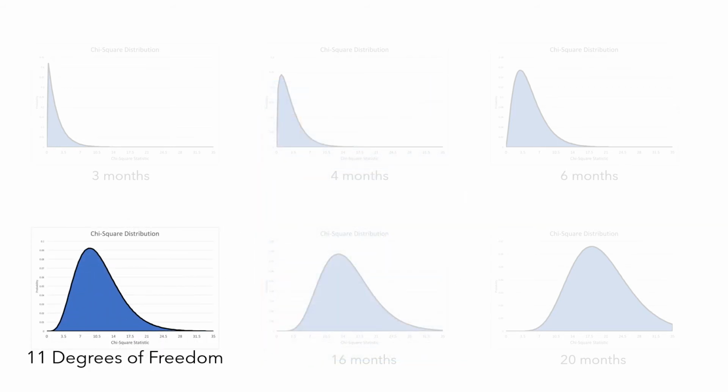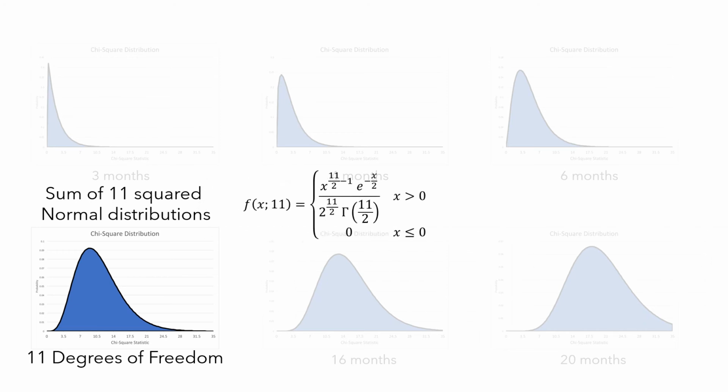And it turns out that a chi-square distribution with 11 degrees of freedom can be modeled as the sum of 11 squared normal distributions. Sometimes a normal distribution is called a bell curve, so you'd take 11 of those, square their values, and add them together. Now, this chi-square distribution can be described by a formula, although it's a little complicated. And in order to use this distribution, all of the expected counts need to be at least 5.